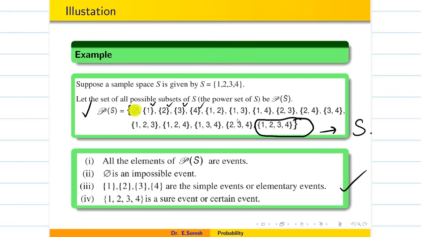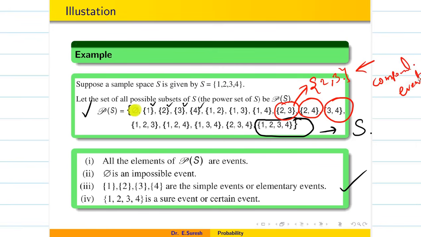Yes. Now if you take an event like this 2, 4, 3, 4, 2, 3, they are not simple. It has two possibilities. Either you will get 2, 3 or 2 or 3, something like this. Then this is going to be a compound event. So we are going to see this in detail for coming classes.